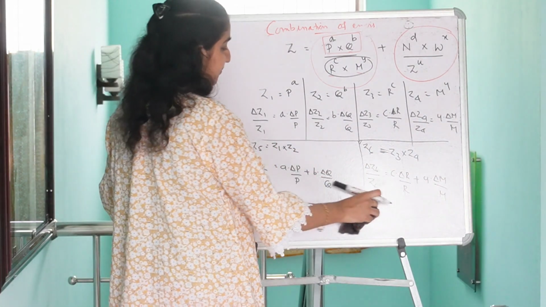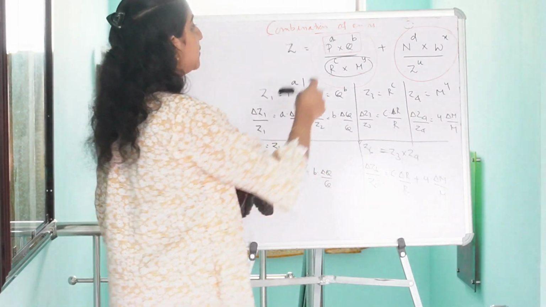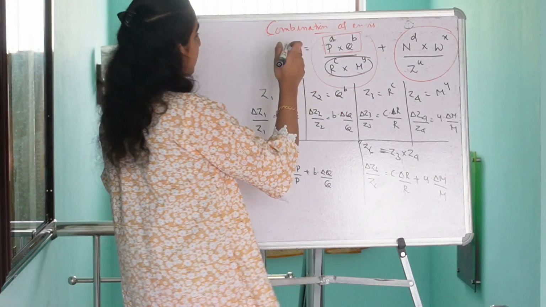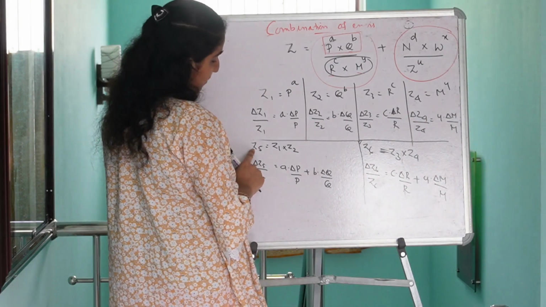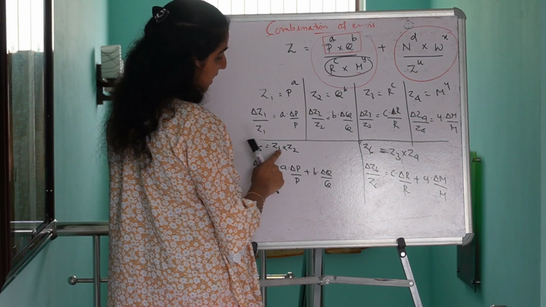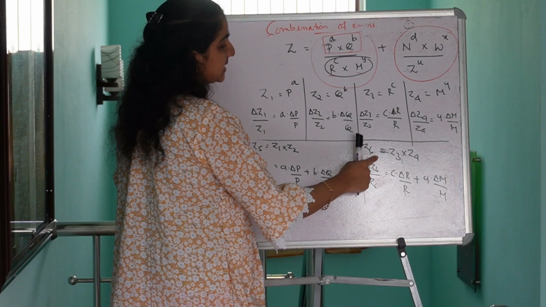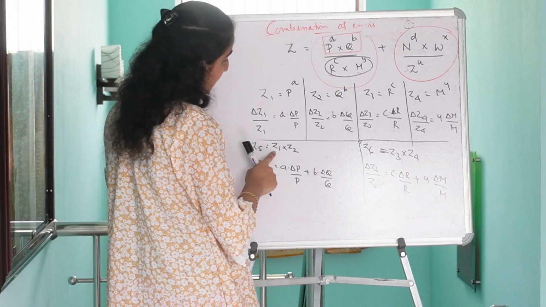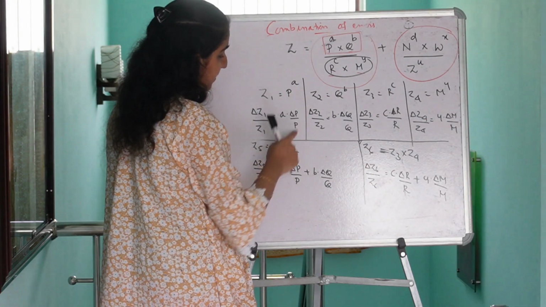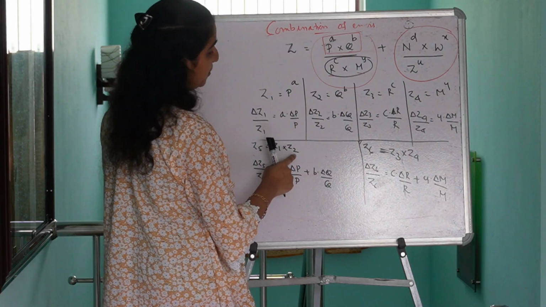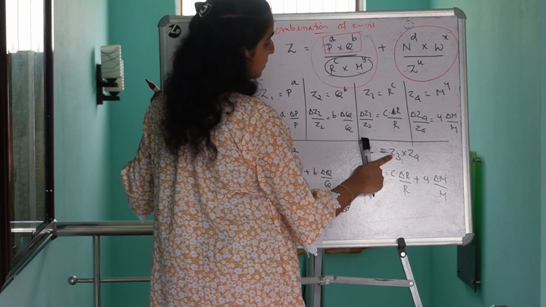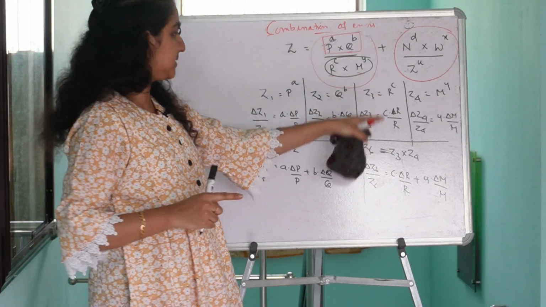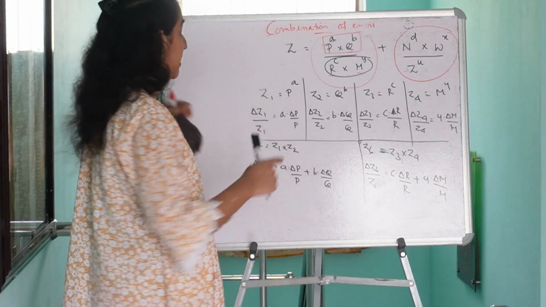Now I am going to consider this whole term. We know Z5 is equal to Z1 into Z2, and Z6 is equal to Z3 into Z4. Here, what is Z1 equal to? Z1 is equal to P power A into Q power B. And what is Z3 equal to? Z3 is equal to R power C, and Z4 is equal to M power Y.